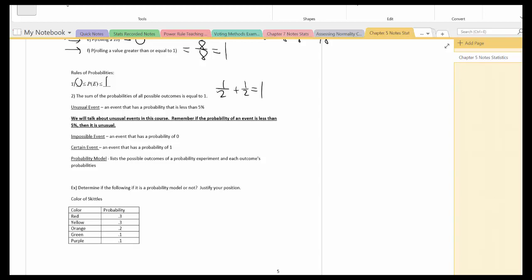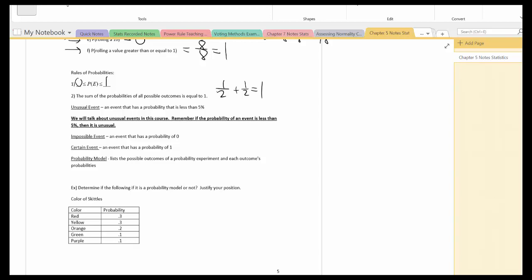An impossible event is an event that has a probability of 0. The example of rolling a 10 on an 8-sided die is an example of an impossible event. A certain event is an event that has a probability of 1. So on an 8-sided die, the probability of rolling a value greater than or equal to 1 is 8 over 8, which is 1. That's a certain event.